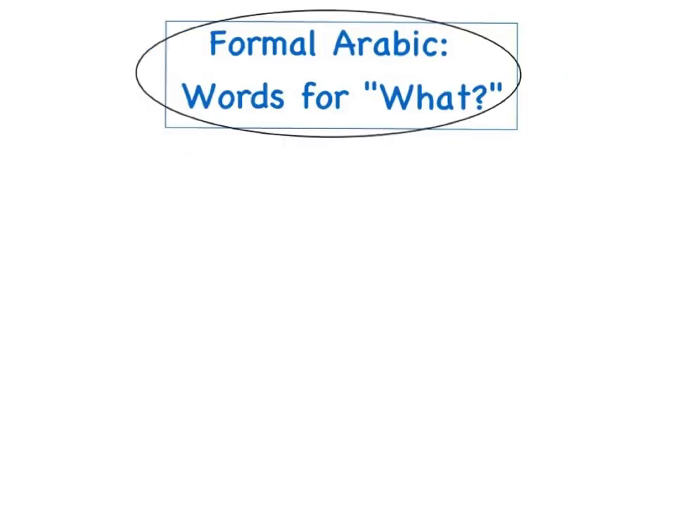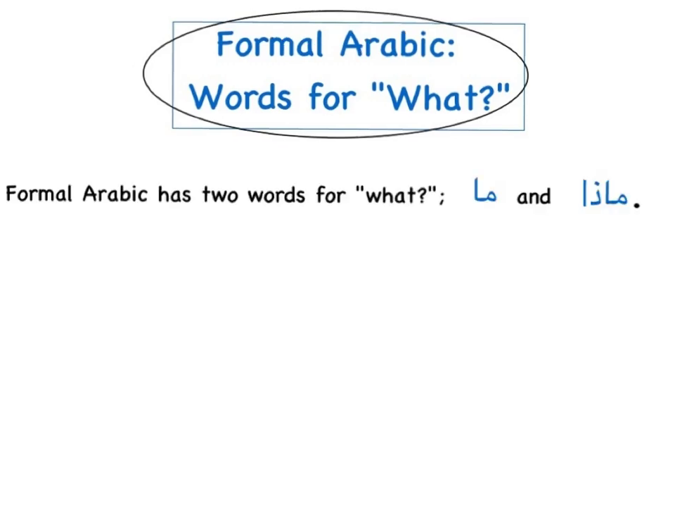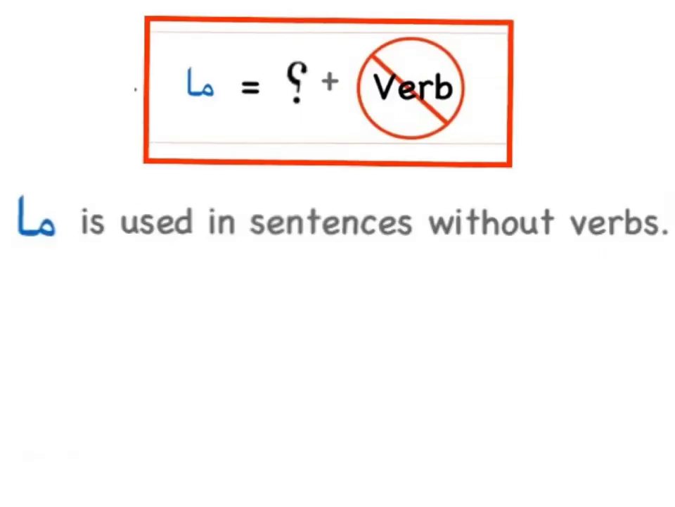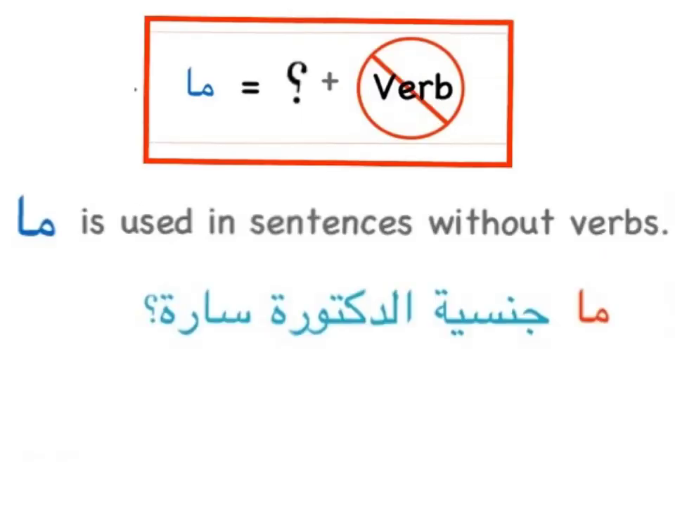Words for what in formal Arabic. Formal Arabic has two words for what, ما and ماذا. ما is used in sentences without verbs. For example, ما جنسية الدكتورة سارة? What is the nationality of Dr. Sarah? Notice there is no verb in this sentence.